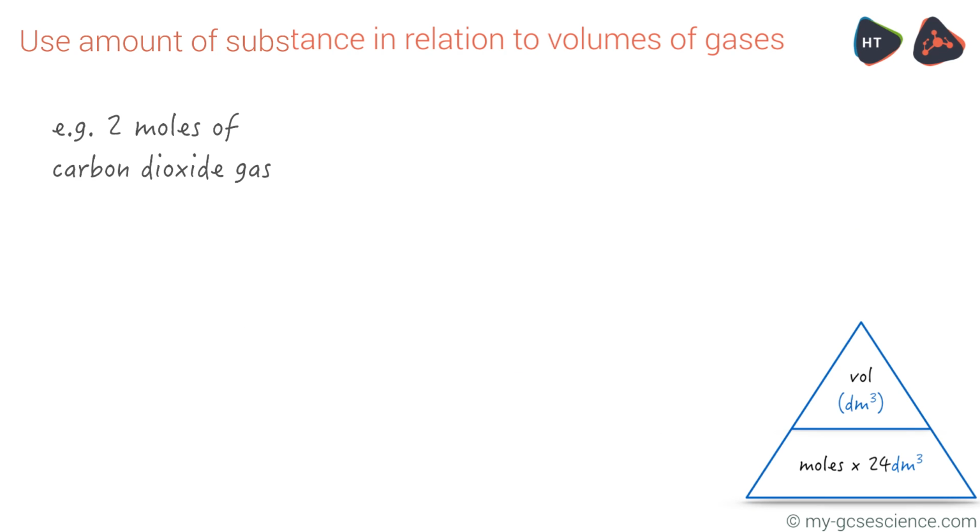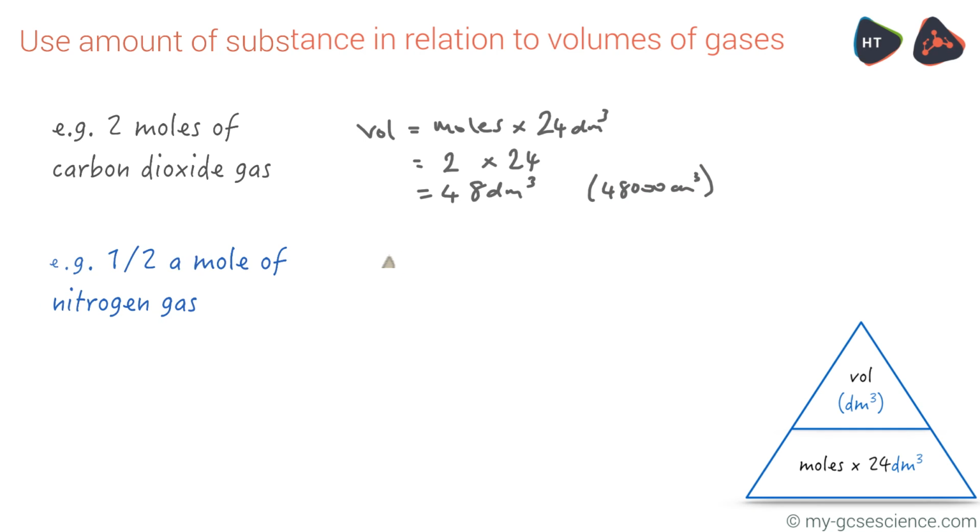Right, let's look at some examples. If we have 2 moles of carbon dioxide gas and we want to know what volume is taken up by that gas, we write out the equation as volume equals moles times by 24. Remember that this is dm cubed. So the moles is 2, we times that by 24, and we get 48 dm cubed. Of course, if you need to convert it into centimeters cubed, then you need to times it by 1,000, and so you get 48,000 centimeters cubed.